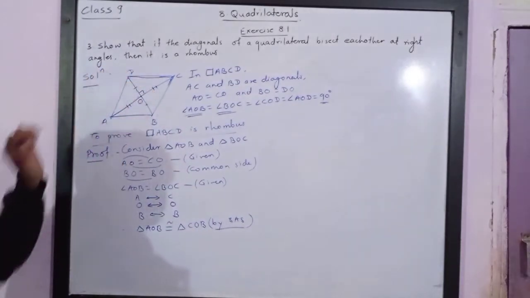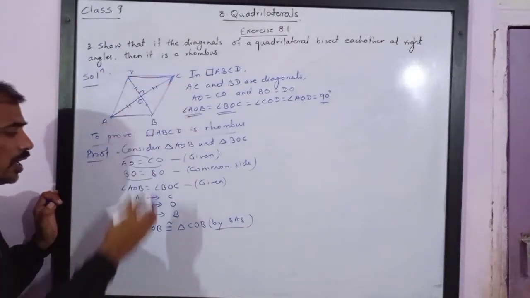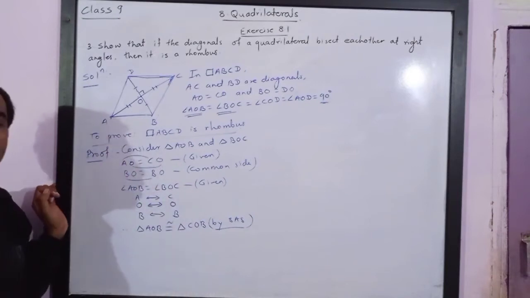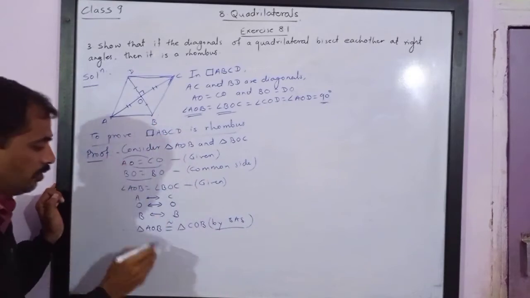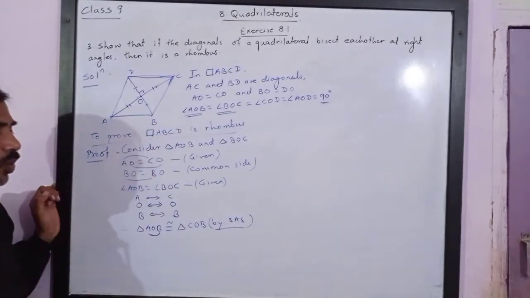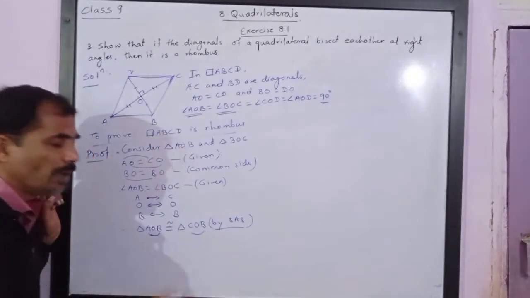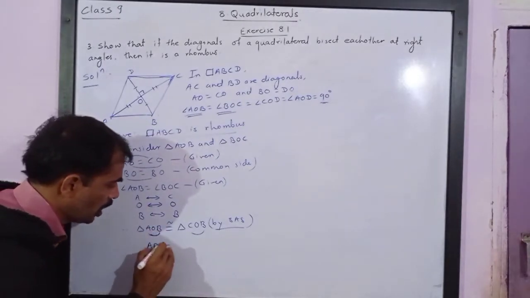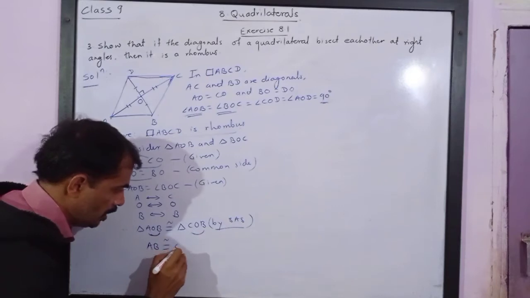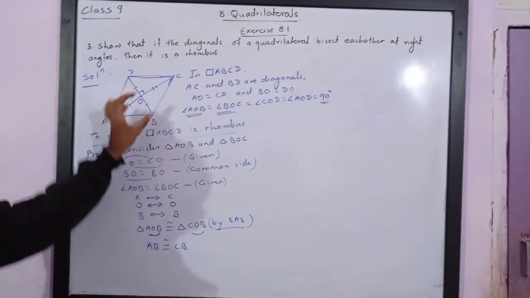So these two triangles are congruent. Now if these two triangles are congruent, it means their corresponding sides must also be congruent. AB must be equal to BC. Watch carefully: AB means the side formed by the first and second vertex must be equal to the side formed by the first and second vertex. So we will get AB congruent to side CB. AB is equal to CB.